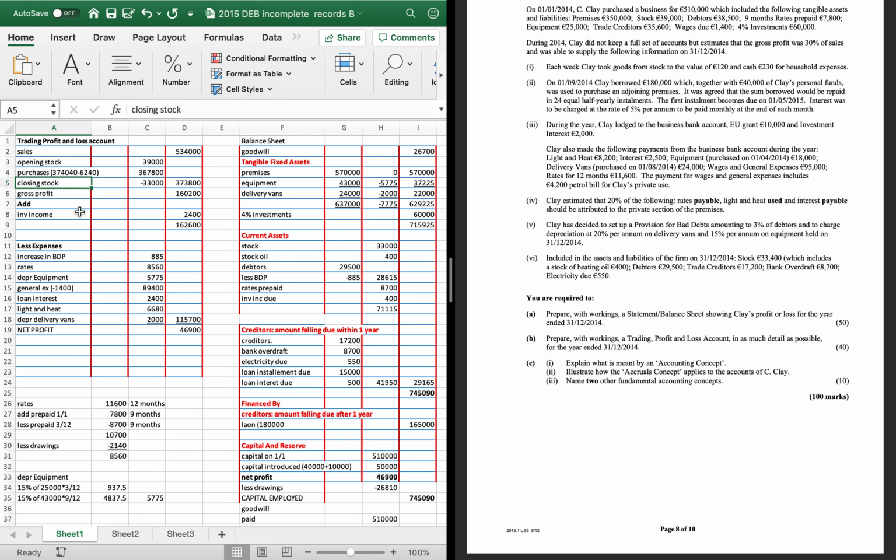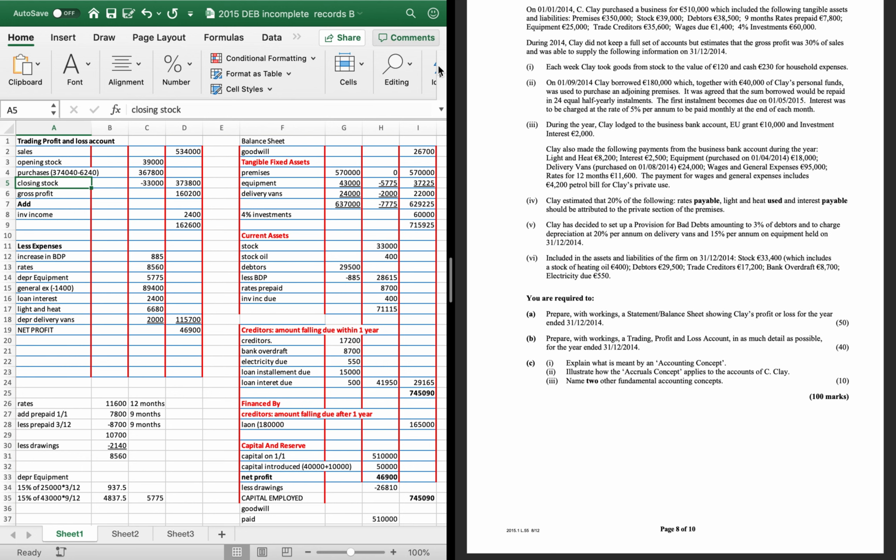Okay, part C then, a little bit of theory. What's meant by an accounting concept? Well, an accounting concept is anything that guides us. It's the rules for accounting. So it's a rule that is applied in the preparation of your financial accounts, your financial statements. Illustrate how the accruals concept applies in the accounts of C. Clay. So the accruals concept is you account for stuff when it happens, not when it's paid for.